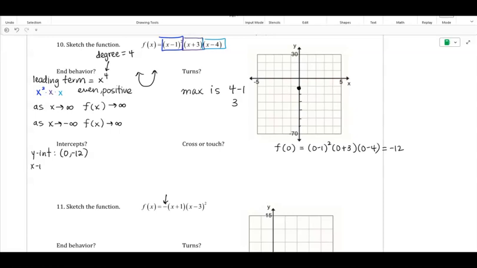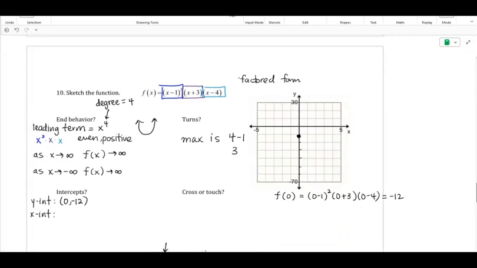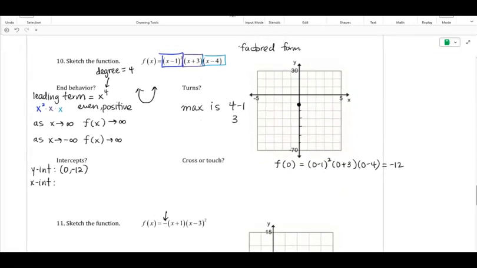Next, let's go on to find our x-intercepts. Remember that our x-intercepts are the same things as our zeros. We find x-intercepts by setting the entire function equal to 0. So if I were to take each one of my factors, the factor of (x - 1) squared and set it equal to 0, and the factor of (x + 3) and set it equal to 0, and the factor of (x - 4) and set it equal to 0, we would get x equals a positive 1, x equals a negative 3, and x equals a positive 4.